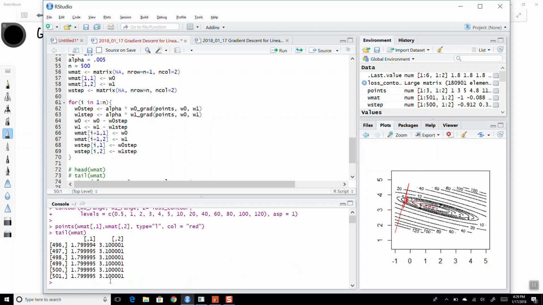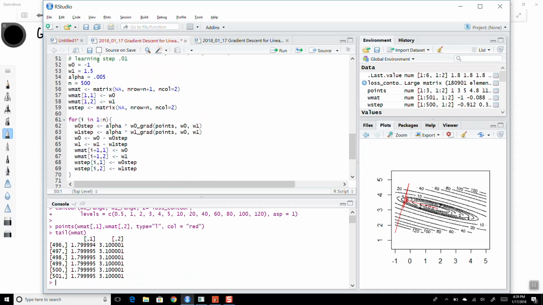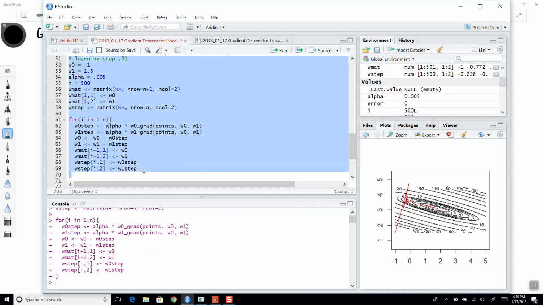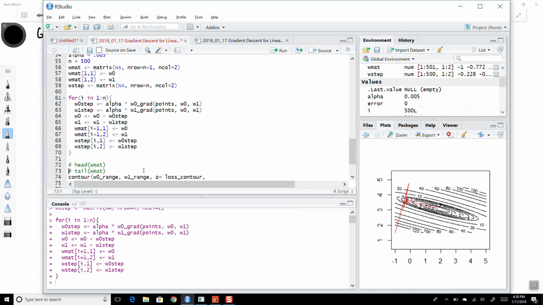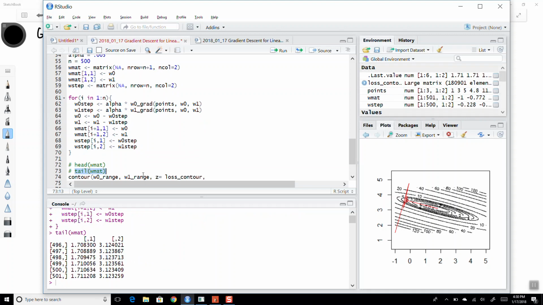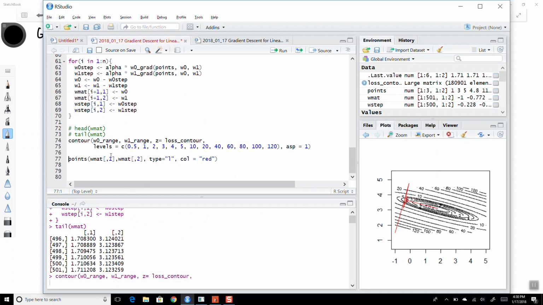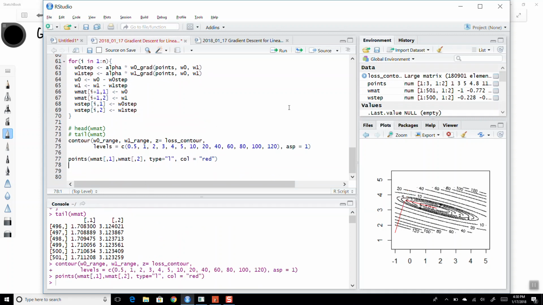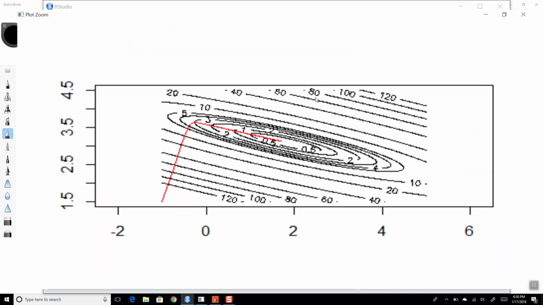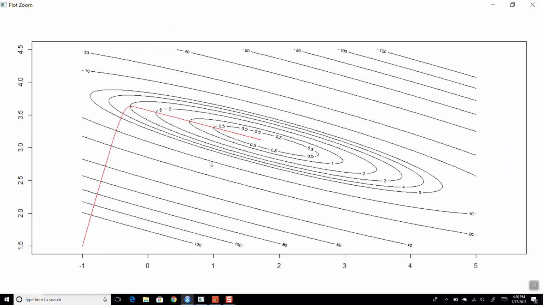let's take a look at the tail of our W matrix. Here we got very, very close to the true value of 1.8 and 3.1 with the slightly larger steps, even though it overshot. Here I'll take really small steps, and so I probably won't converge to the final location. Let's see what our tail looks like. Yeah, so we're not that close, but let's plot and see what happened. That looks pretty much the same as the first one we did, but the steps are even smaller. Okay, is that okay?